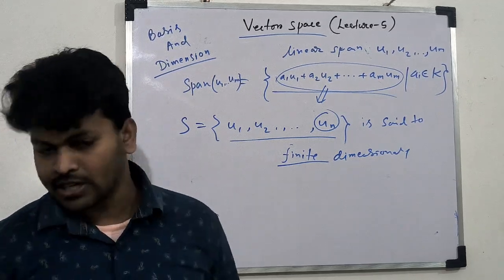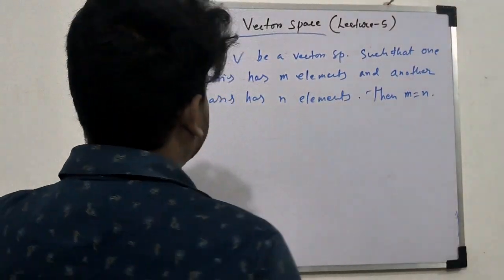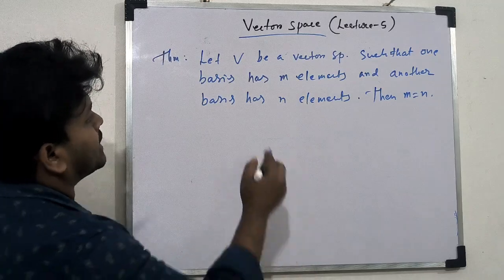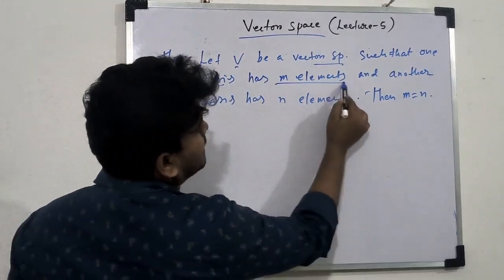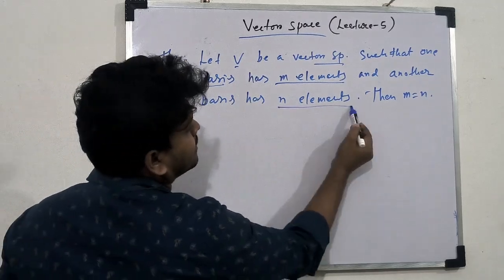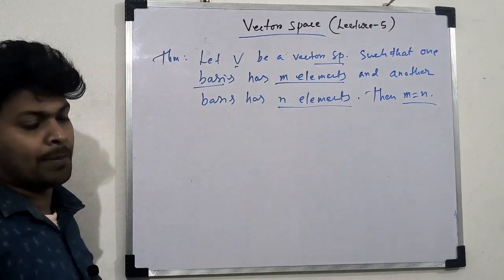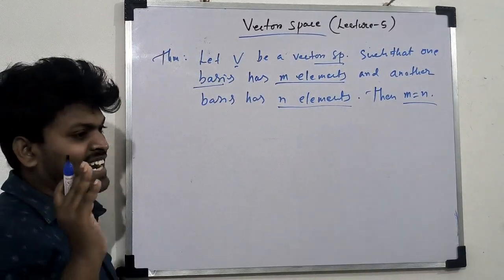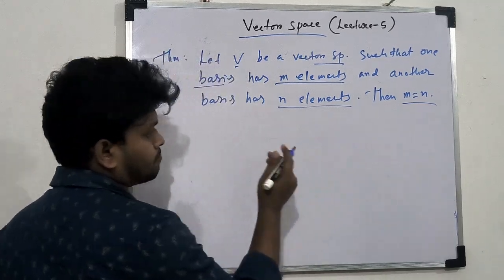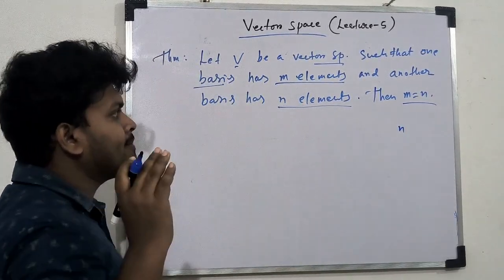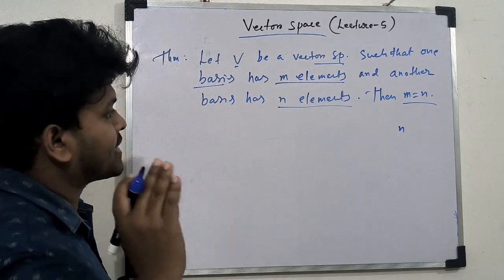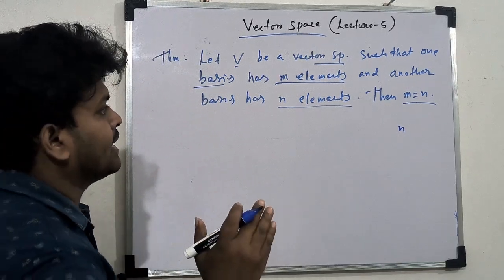So let us take one theorem. This is a very important theorem. Let V be a vector space such that one basis of V has m elements and another basis has n elements, then m equals n. So if the vector space is finite dimensional, it has a dimension, and if the dimension is n, then any basis contains exactly n elements.